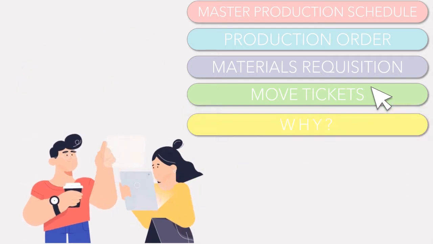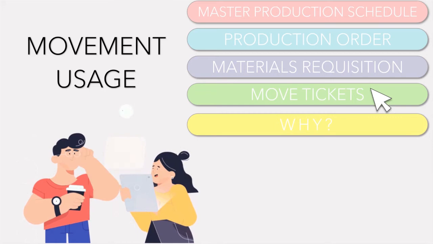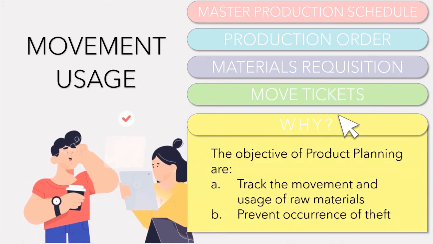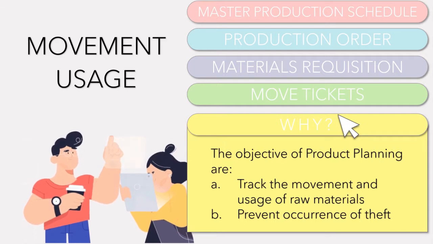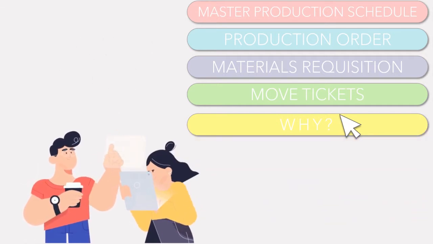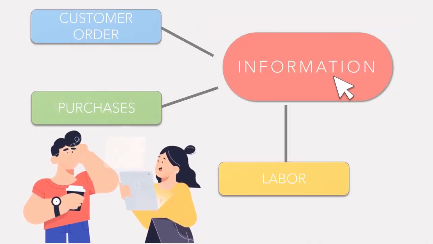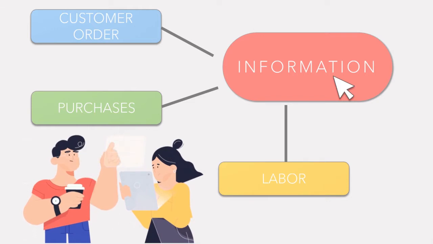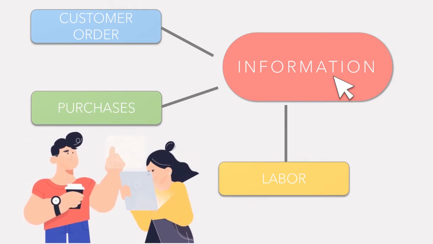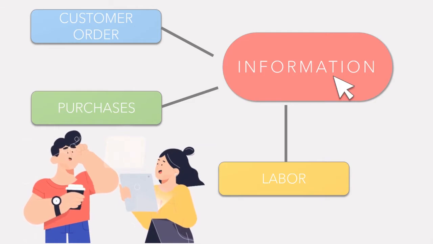Notice that many of the documents used in the production cycle track the movement and usage of raw materials. Why? That is because it is one of the objectives of the production planning, to prevent the occurrence of theft. Finally, accurate production planning requires integrating information about customer orders from the revenue cycle with information about purchases from suppliers from the expenditure cycle, along with information about labor availability from the payroll cycle.